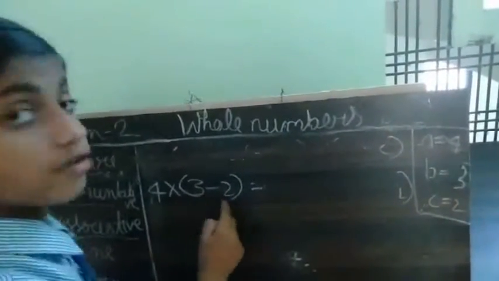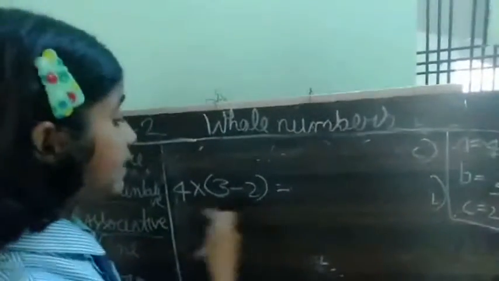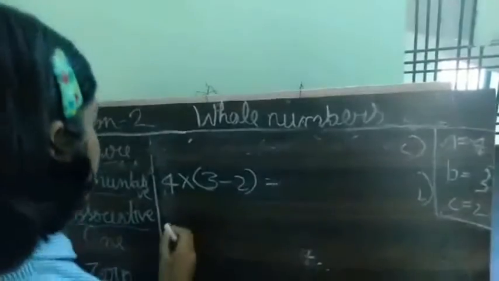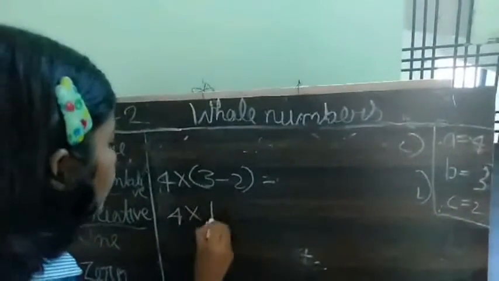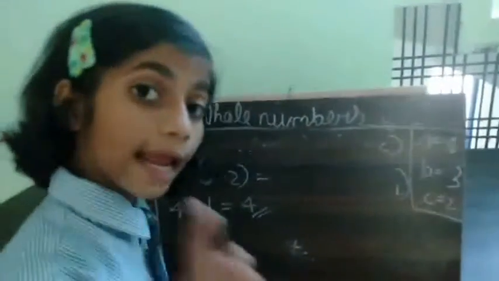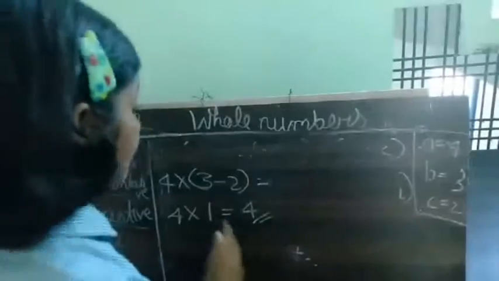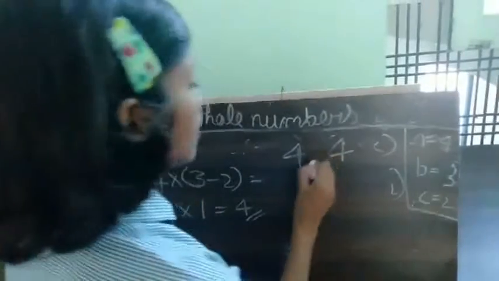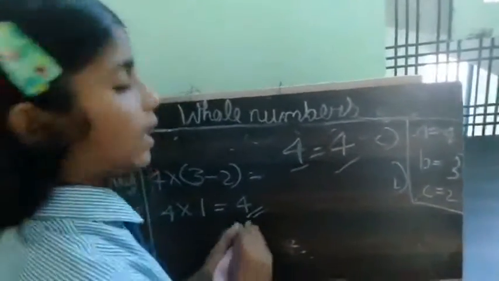Here first we solve the bracket. This is our B method. 3 minus 2 equals 1. 4 into 1 equals 4. You have seen that in method A our answer is 4, and in method B our answer is also 4. Means in both methods our answer is equal.